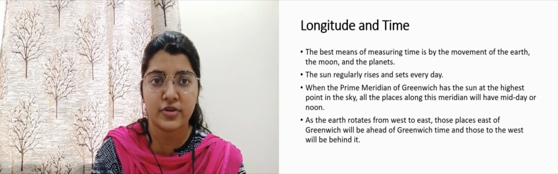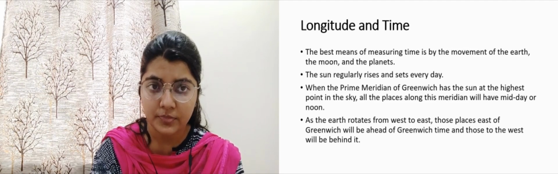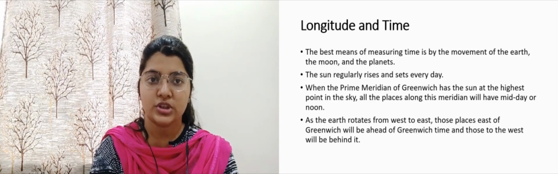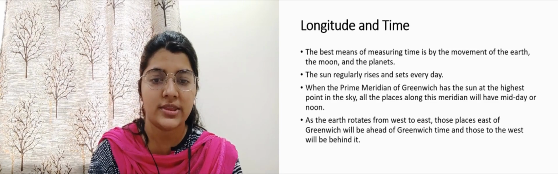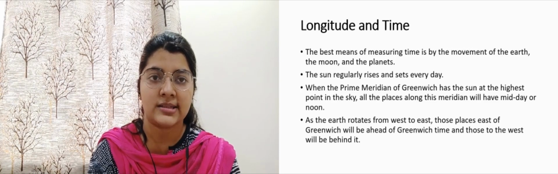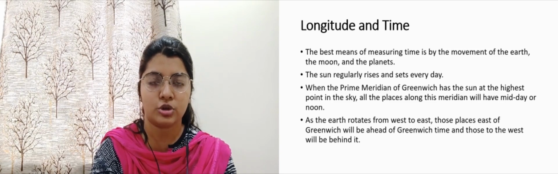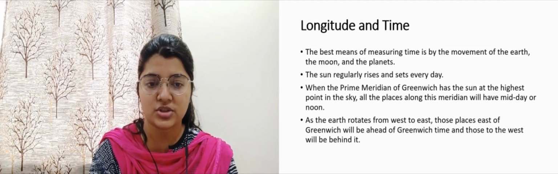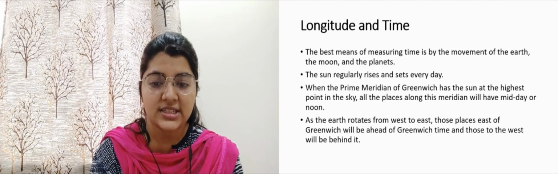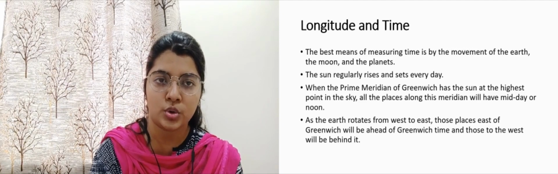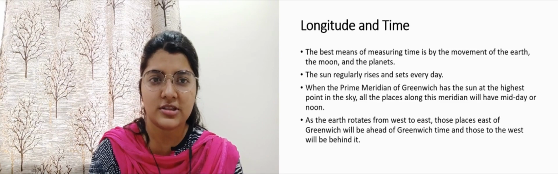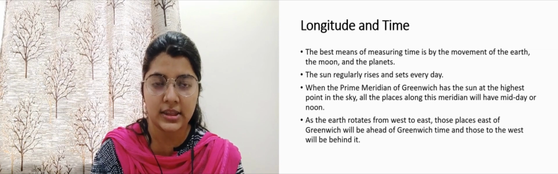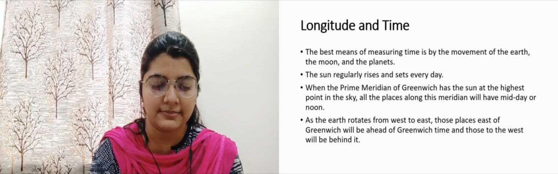Why is that? Because from there we get to know the longitudes. It is only through Greenwich or the prime meridian that we get to know the longitudes. So when the prime meridian has the sun at its highest position in the sky, all the places along it will have midday or noon. As the earth rotates from west to east, those places east of Greenwich will be ahead of Greenwich time and those to the west will be behind it. This is because of the earth rotating. So this is how we can understand the concept of longitude and time.